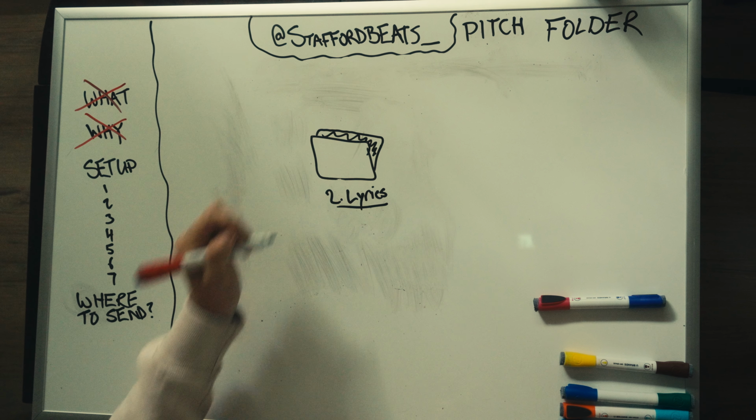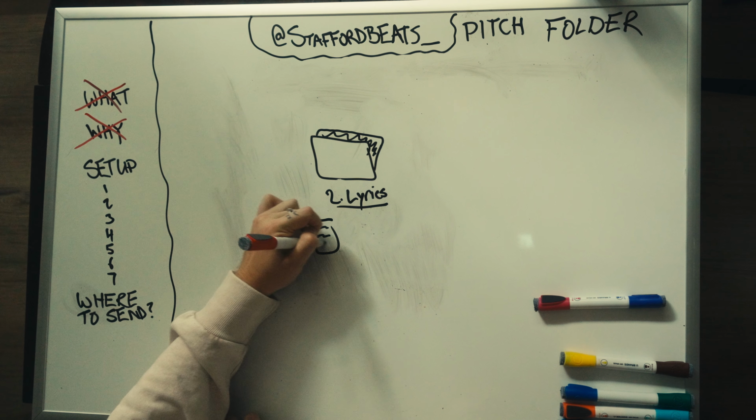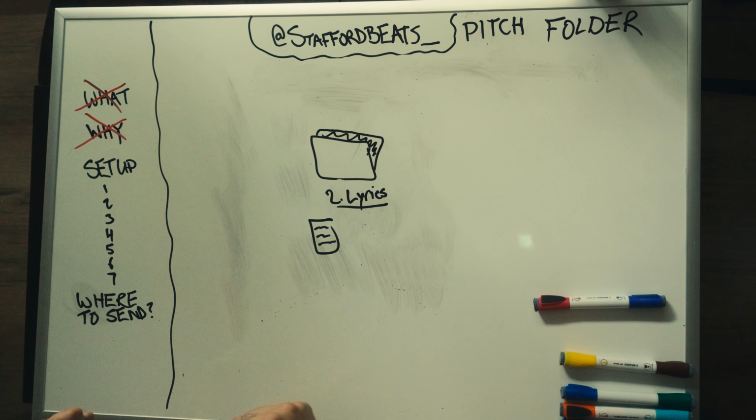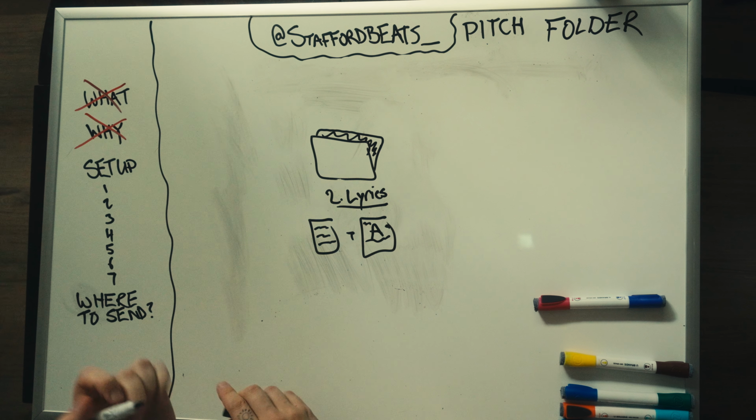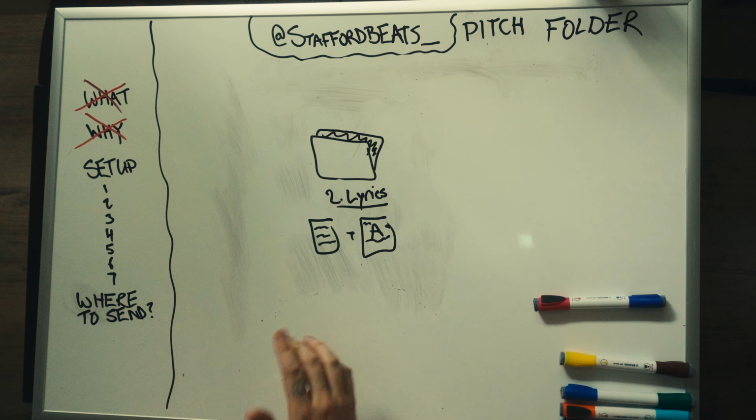All right, your second folder is gonna be lyrics. Now this one's gonna be really simple. Just add a notes file with your lyrics. If you have alternate versions of the songs, include lyrics to that as well if they're any different.